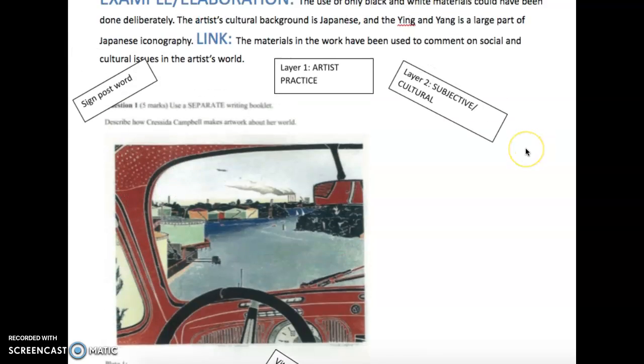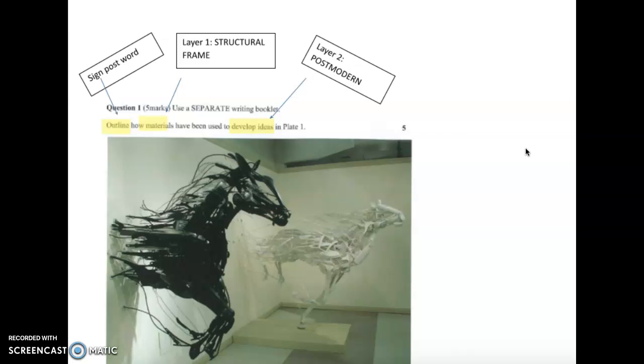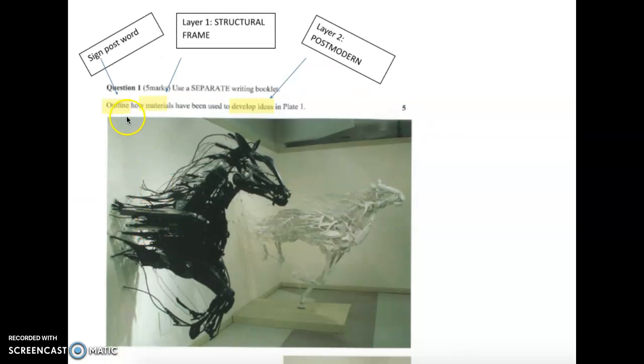The example that we looked at in the first lesson was this one here. The signpost word was outline. Then you have to break up the question into different layers to give you a sophisticated answer. The first one we identified was that it was going to be about the materials, which we can connect to the structural frame. And then the second layer was going to be about developing ideas, which we can connect to the postmodern frame.